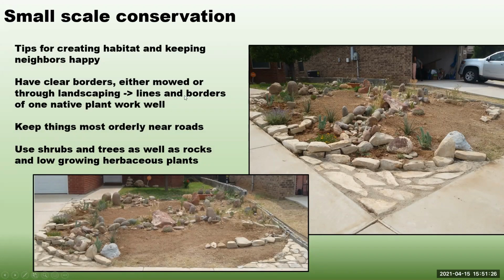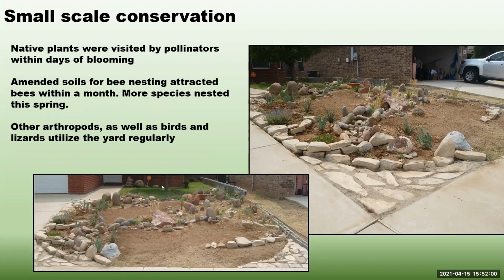So again, tips for creating a good habitat and keeping your neighbors happy: have clear borders. You can either do it via mowing or through landscaping and creating these rock borders. Keep things most orderly near roads. So anywhere that people can really stand and see, if you have that the most ordered, it makes things look intentional and they can go more wild further in. You can also use shrubs and trees as well as rocks and low-growing herbaceous plants as focal areas for people to see, kind of draw their eyes to those areas. And again, make everything look intentional.